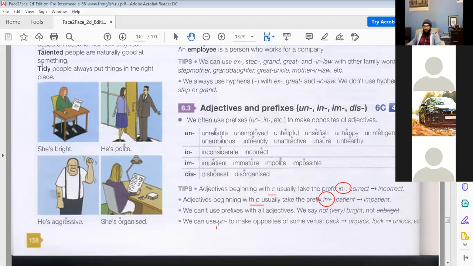Now, this is an extra tip. It says here that with un, you can sometimes use it even for verbs. Not all verbs, but for some verbs. For example, pack, unpack, lock, unlock, do, undo.